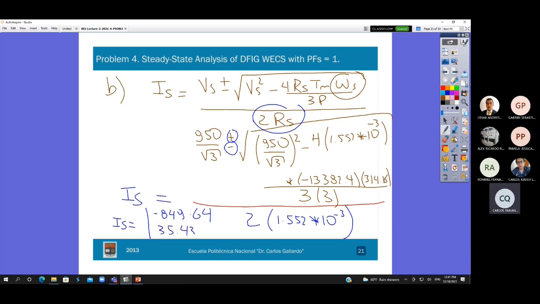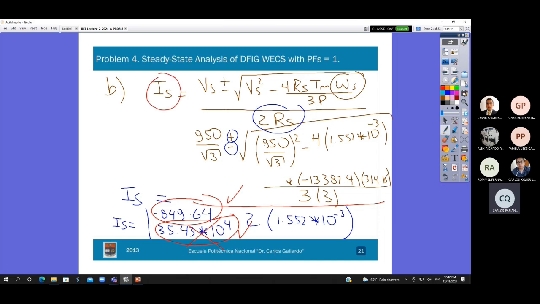And for the second case, I will have 35.43 times 10 to the power of 4. Okay, so pay attention to this value. This value is omitted because it's bigger. And because of the mode of operation, the stator current is negative. So therefore, I am selecting this value, and the other value is omitted. Okay, so this is for the stator current.